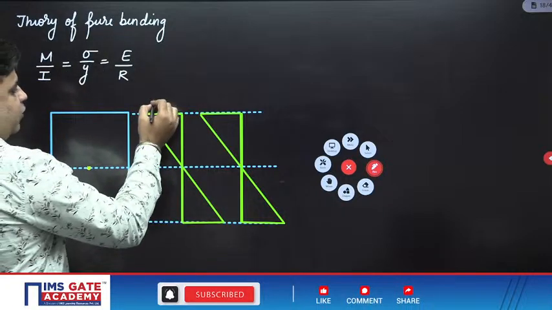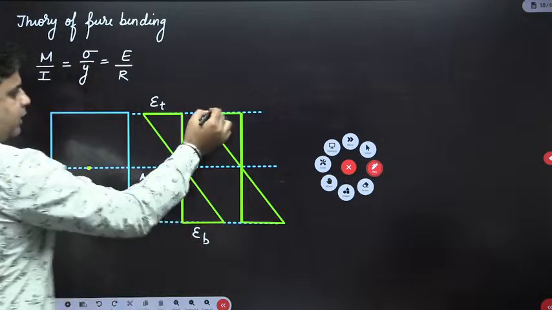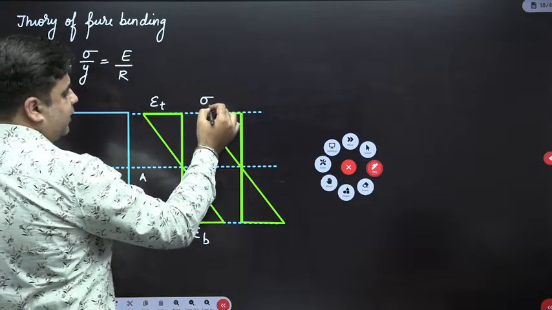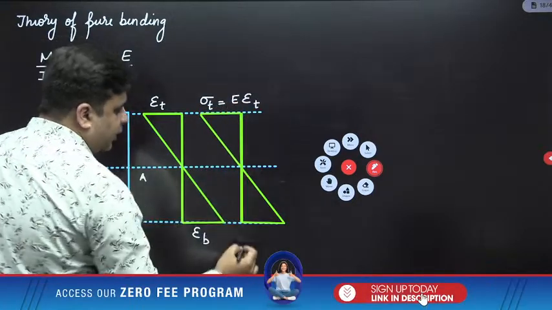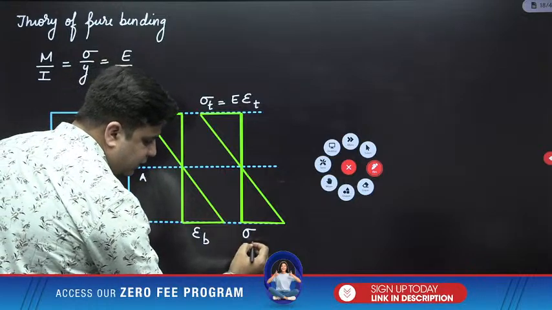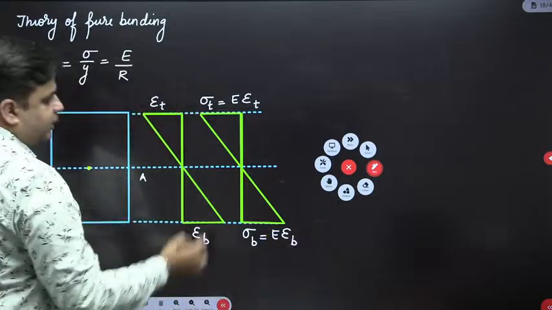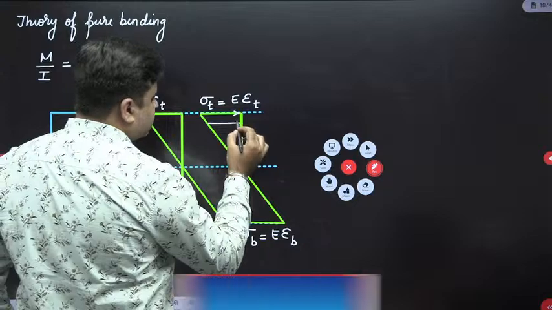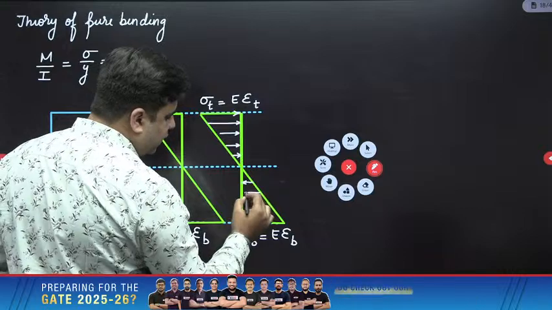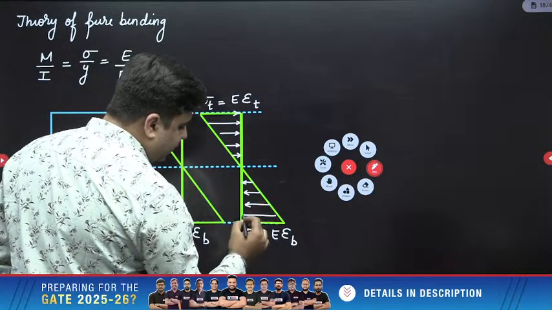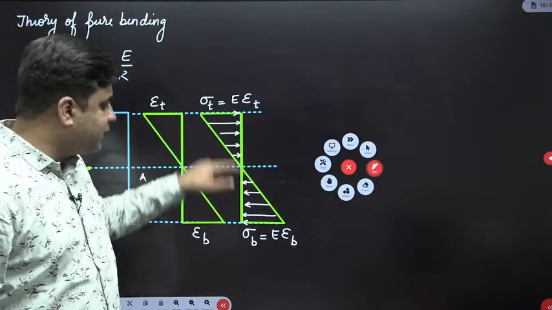So if the values of bending strain coming over the top fiber and bottom fiber are epsilon T and epsilon B, the value of maximum stress that will come at the top fiber will be equal to Young's modulus into epsilon T. And the value of bending stress that will come over the bottom fiber is equal to E into epsilon B. And this is how your bending stress distribution takes place. It varies linearly over the cross section. The value of bending stress at the neutral axis is 0, and it is maximum at the extreme fibers.